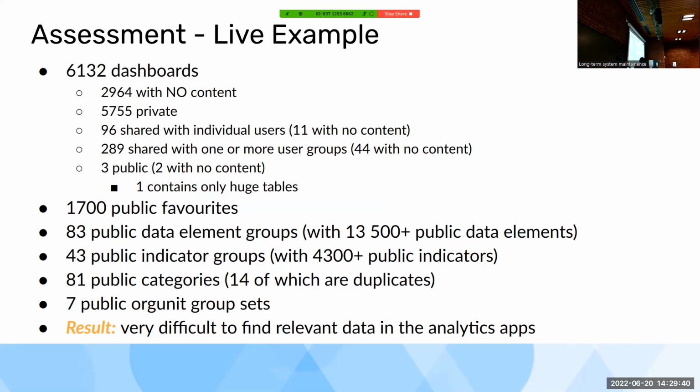Just blank dashboards. About 90% of them were just private, so no one could even see them other than the person who made them. You just had a very small proportion shared with actual users. Right? And their use was very limited. And then there were all kinds of other issues with the public favorites, with data element groups, despite there being so many. You can see here, nearly 14,000 data elements, nearly 4,300 indicators, right? So there's just an overwhelming amount of information to then filter off.